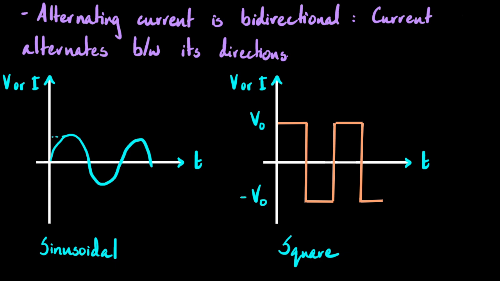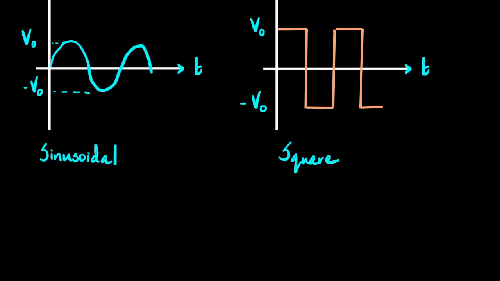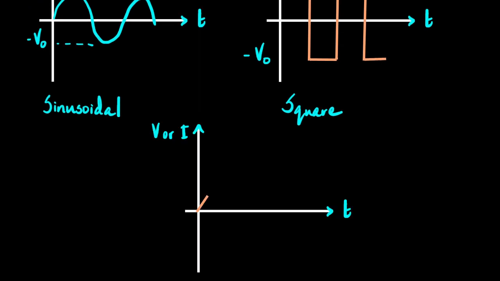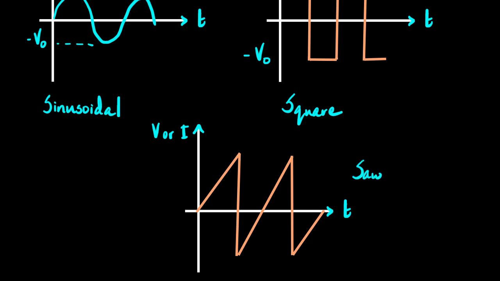This is also the same thing which happens here. So if this is V naught, then the minimum is negative V naught. So that's how this is. And another shape that we also encounter in real life is something that looks like this. And this is called a sawtooth wave, because of how this looks. So these are some different types of alternating currents.